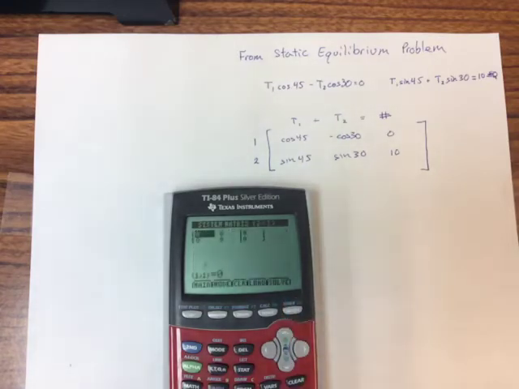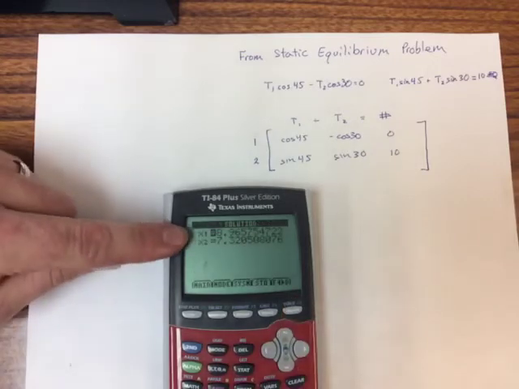I'll input my data. So I have cosine of 45, negative cosine of 30, and so you see it just goes across the top row there, equals 0. And then I have sine 45, sine 30. Sine 30 is 0.5. Verify I'm in the right mode. Good. And then I have 10. Once you're done with this, you click Solve, and it will give you two answers.